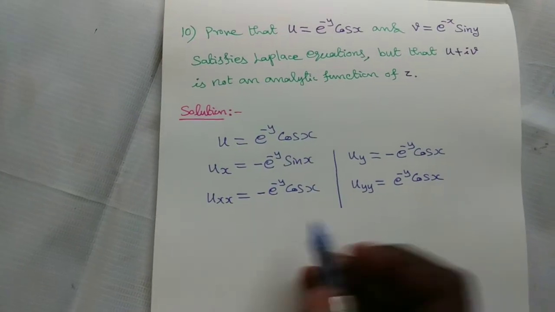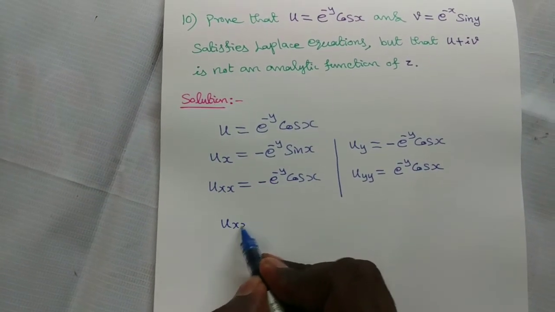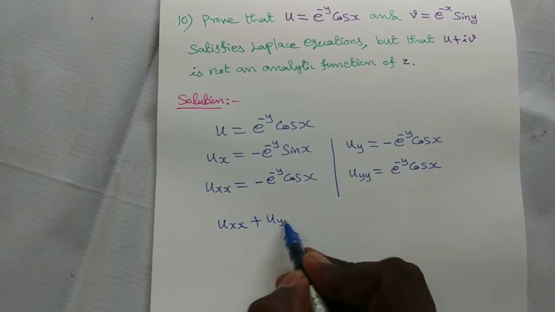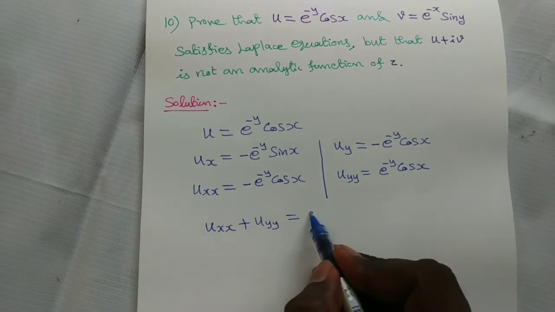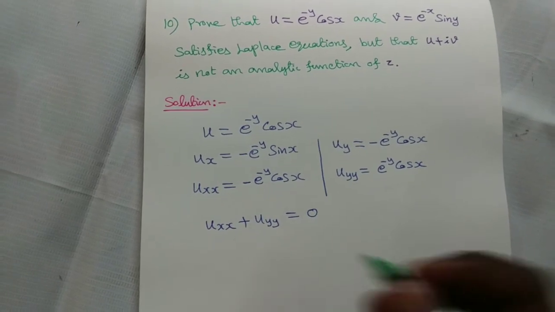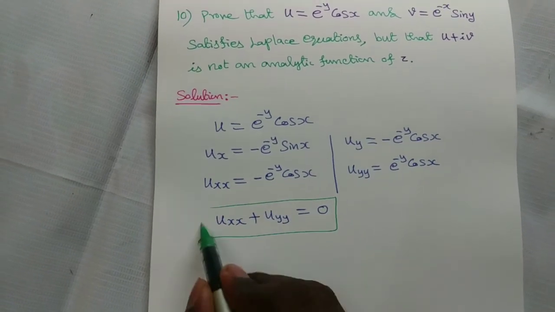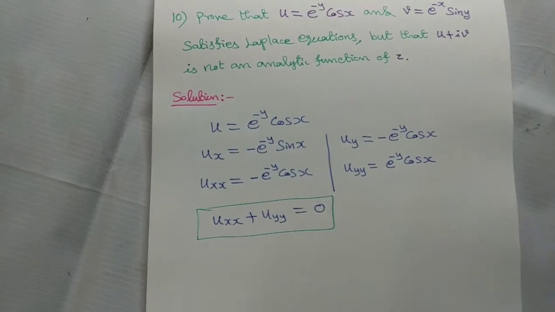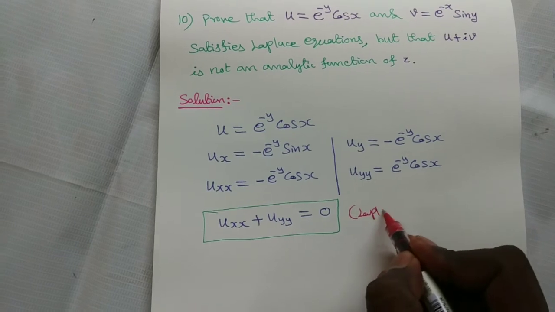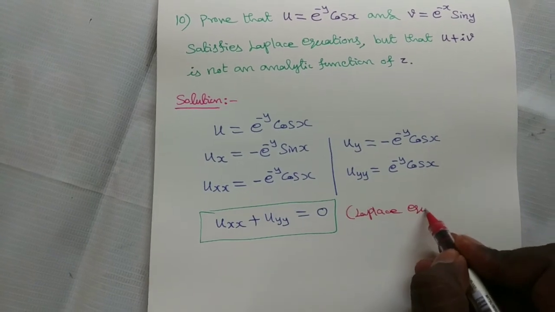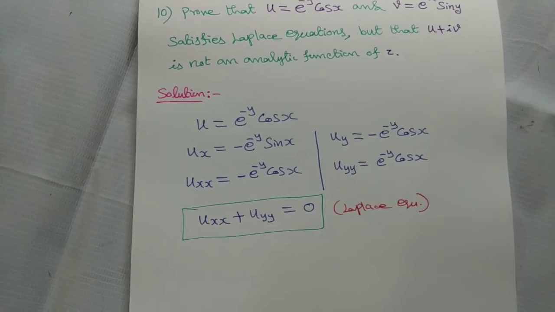So now I am going to add these two. So uxx plus uyy is equal to, this is a negative term, this is a positive term. When you add these two, it is 0. Therefore, u satisfies the Laplace equation.